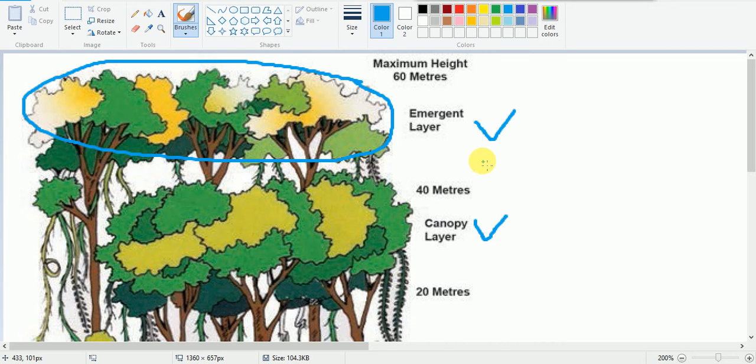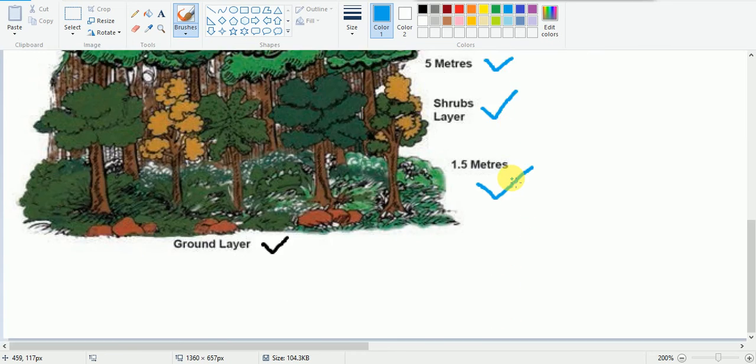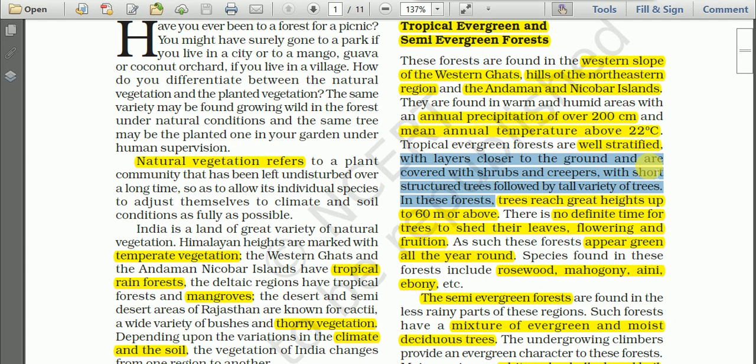So in this way tropical evergreen forest has different layers, that means it has a multi-layered structure. This is one of the most important characteristics of tropical evergreen forest. First we have the ground layer, then shrubs and creepers, then above that we have a tall variety of trees.